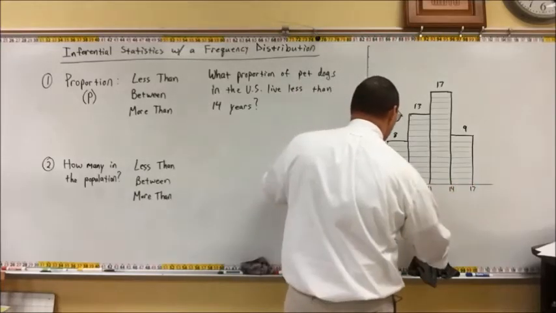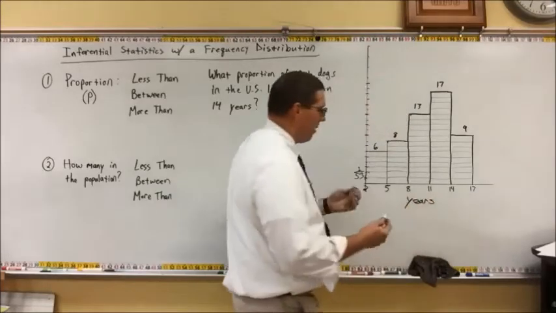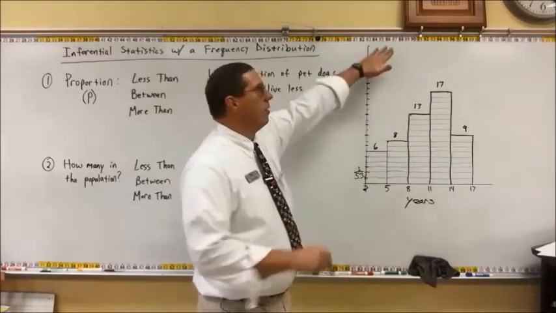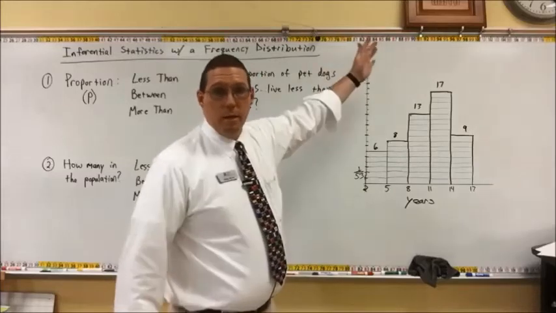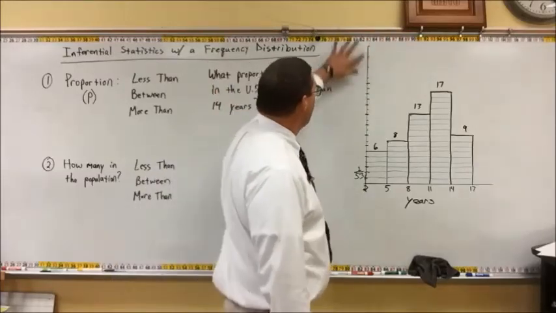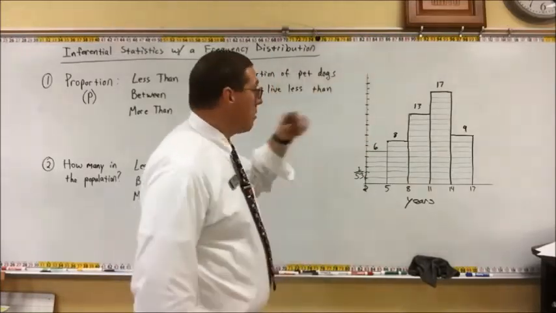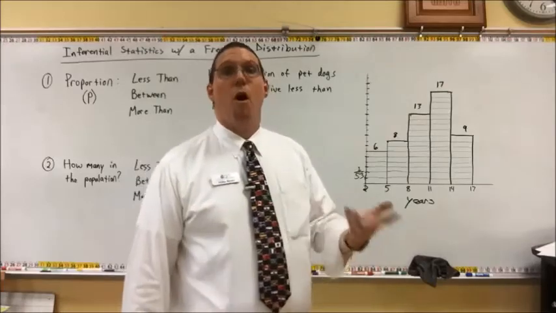And I should put down here, I should put years, because that's my units, years that dogs live. And I could put a title up at the top that says, lifespan of dogs, pet dogs in the U.S. Okay, let me bring this down a little bit. There we go. And so here's my histogram. So with this histogram, I should be able to answer all the same questions.